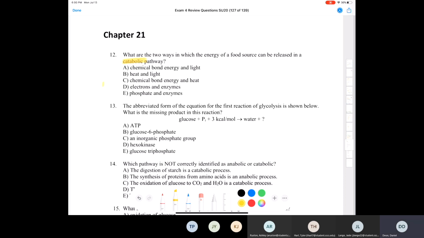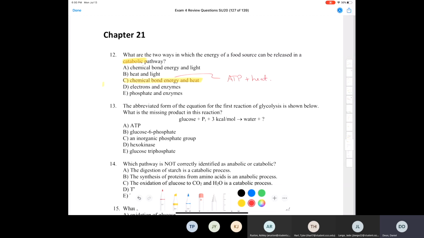I think Tyler answered the question, and the answer is C. Okay, the answer is C, which is chemical bond energy and heat. You think about the human body, it's nothing more than a big combustion chamber. And what it means by chemical bond energy, if you're thinking, does that mean ATP? Yes. It's adenosine triphosphate and heat, okay?